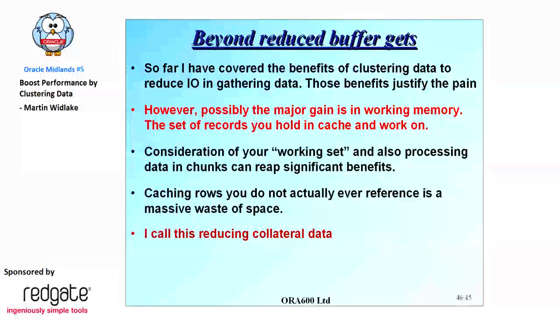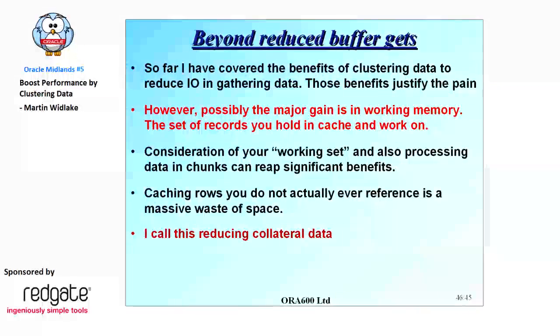I'll show you ways to reduce your buffer gets and consistent gets. I think the most significant way you improve your performance is by reducing the amount of working memory you need to hold your working set of data, by making it all in the same place. You can do this with partitions, you can do it with IOTs, or with a mixture of IOTs and partitions.